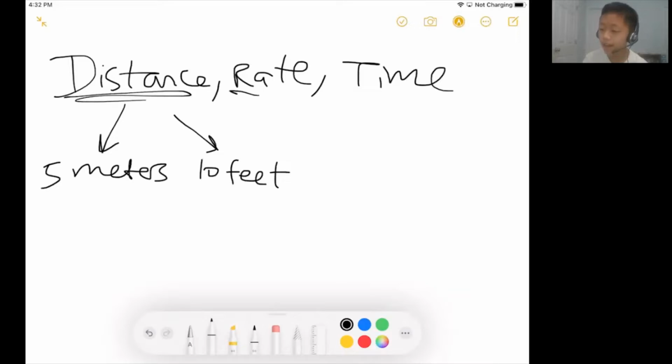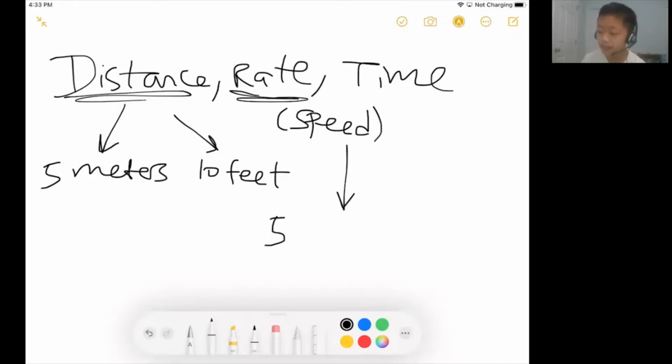And then the next term is rate. A lot of times you might also see it as speed. In a problem, instead of saying this person's rate is this, they might say this person's speed is this. Just note that rate and speed mean the exact same thing. We probably all know what speed means: how fast something is going. Examples are 5 meters per second, or 10 miles per hour.